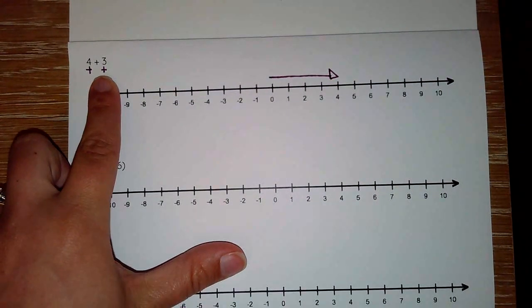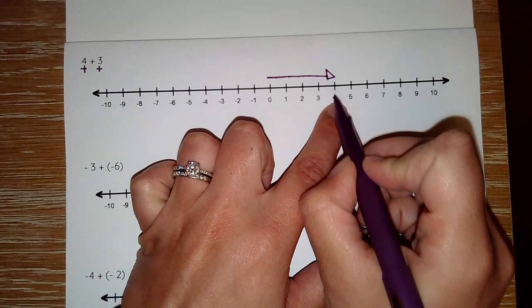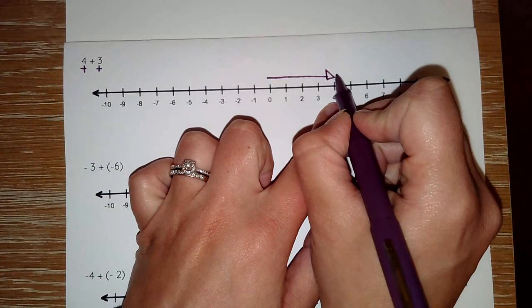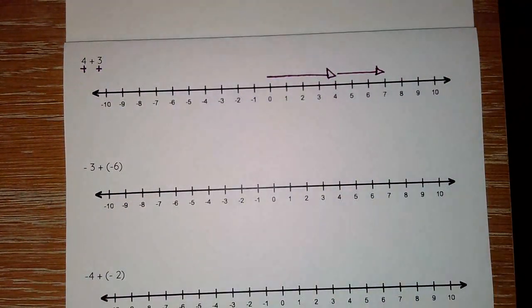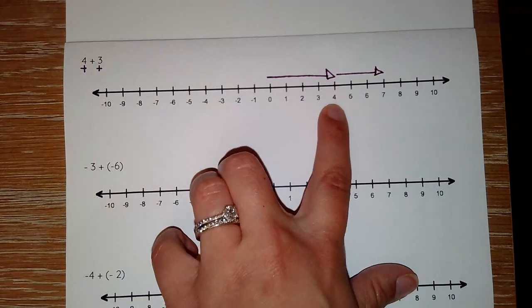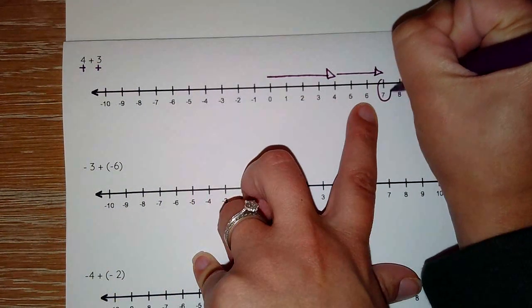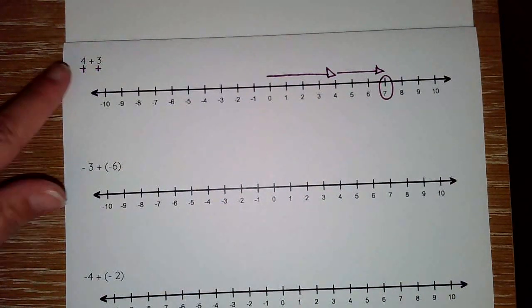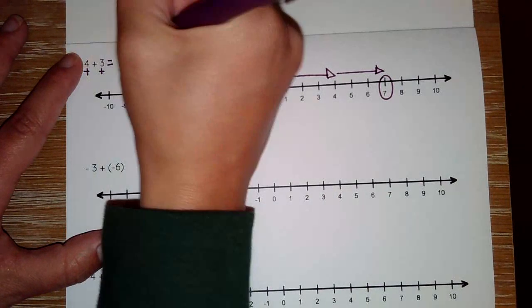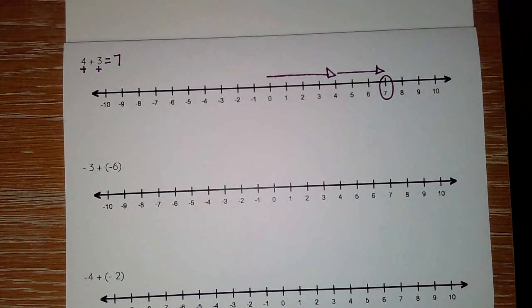I add 3 more pencils. So from that 4, I start where I ended off and I add 3 more. 4 add 3 more gets me an answer of 7. Now I have 7 pencils. So 4 plus 3 equals positive 7.